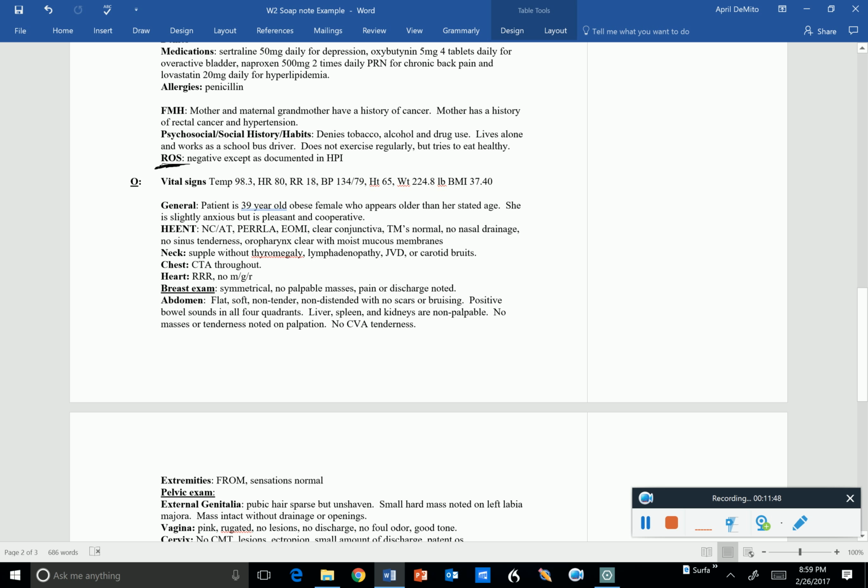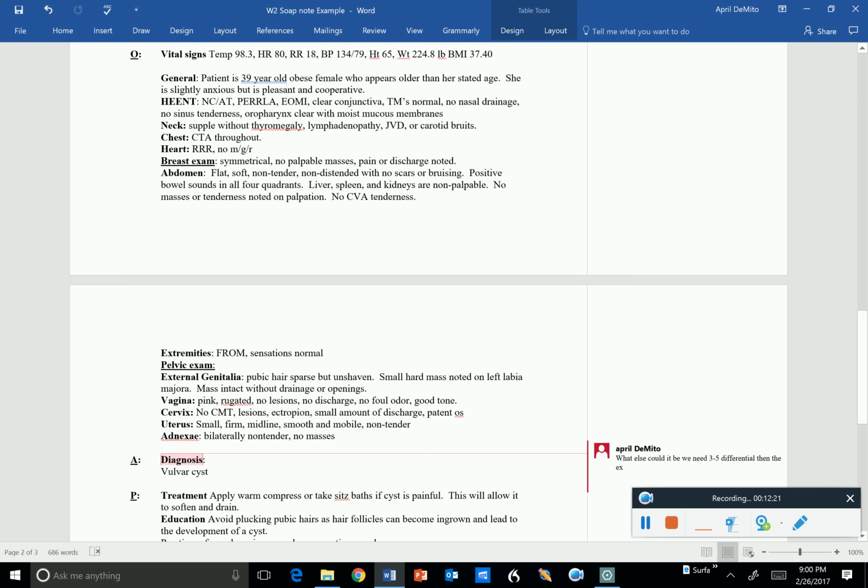Now, we're done with the S portion. We're going to the O. So, objective, what you are seeing. So, with this particular patient, we have vital signs. Vital signs are objective data. And then general information. The patient is a 39-year-old obese female who appears older than her stated age. She is slightly anxious but is pleasant and cooperative. And I want you to go down each area for the O.